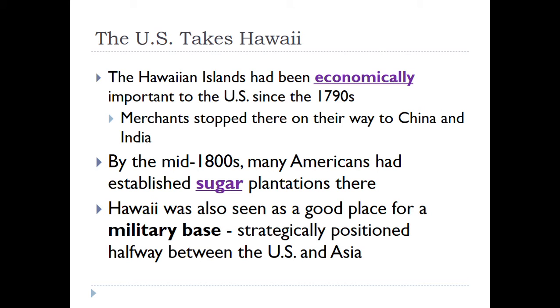It is a tropical place. It's a great place to grow sugar. They also believed it would be a good spot for a military base, because if something ever went on or there was a conflict in Asia, it'd be a good spot for the U.S. to have ships, to have its military, so it could quickly get to those locations.